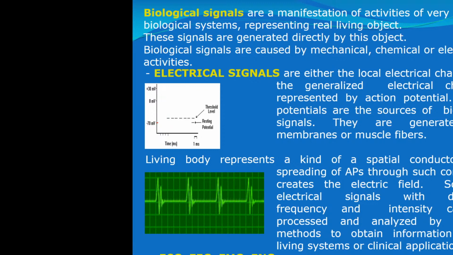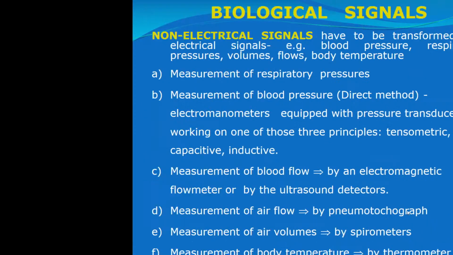Scanning electrical signals with different frequency and intensity can be processed and analyzed by various methods to obtain information about living systems or clinical applications. Examples of electrical signals are ECG, EEG. ECG is electrocardiogram, EEG electroencephalogram, EMG electromyogram, ENG electroneurogram. These are examples of electrical signals.